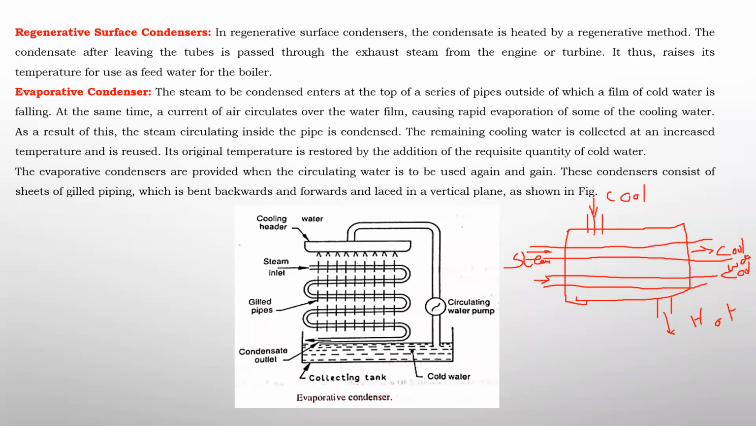And here the water will be circulated outside the surface of these pipes, so that this water gets heated, absorbs heat from the pipe, so that this water becomes hot. The hot water is sent back to where? Cooling tower. We will discuss cooling towers in the next slide, right? The steam will be converted into a cold water. This cold water will be sent back to where? Boiler. This is nothing but a regenerative surface condenser.